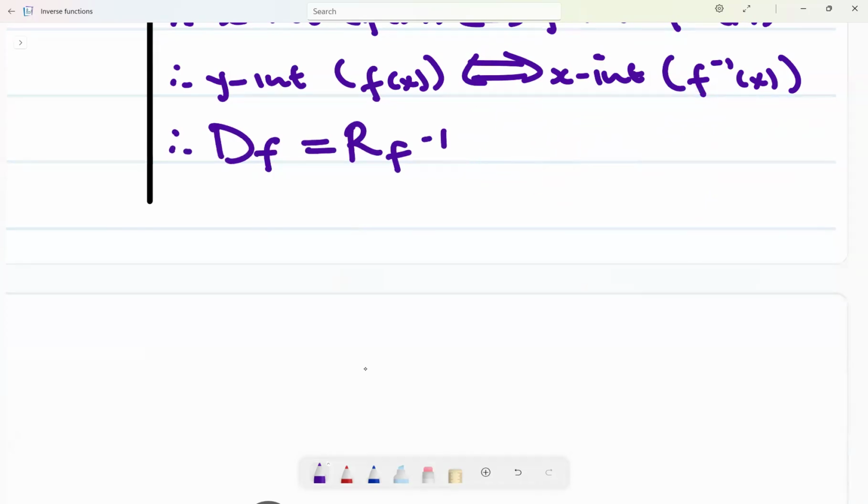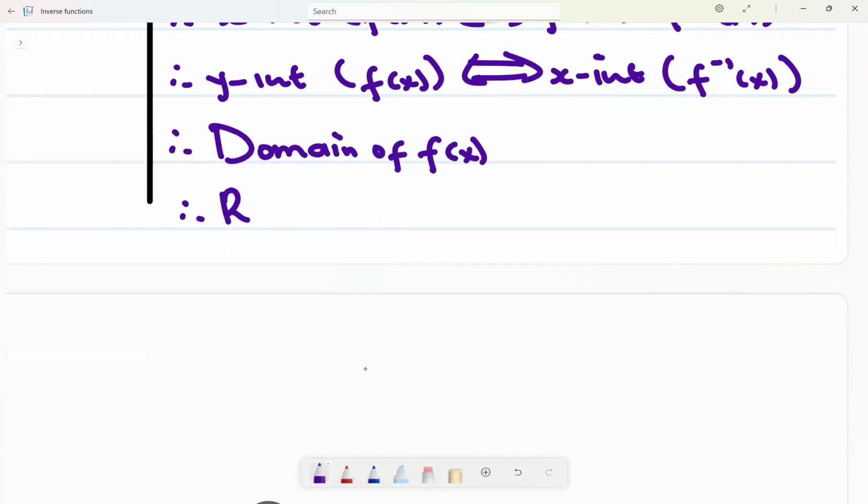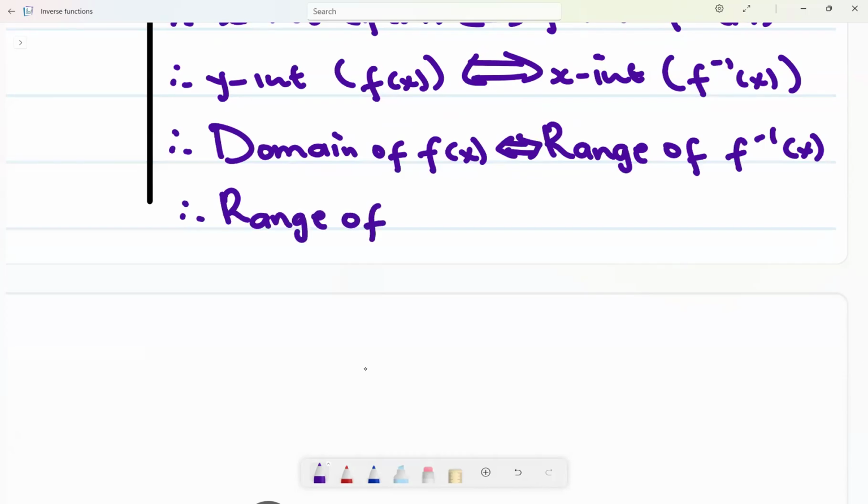So does this mean now the range of f is equal to the domain of the inverse? Yes. Why? Because now they are changing positions. Actually, let me write it in full: the domain of f of x is equal to, vice versa, the range of the inverse function. Now you are making a little bit of sense, but we'll try to prove that when we reach our graph.